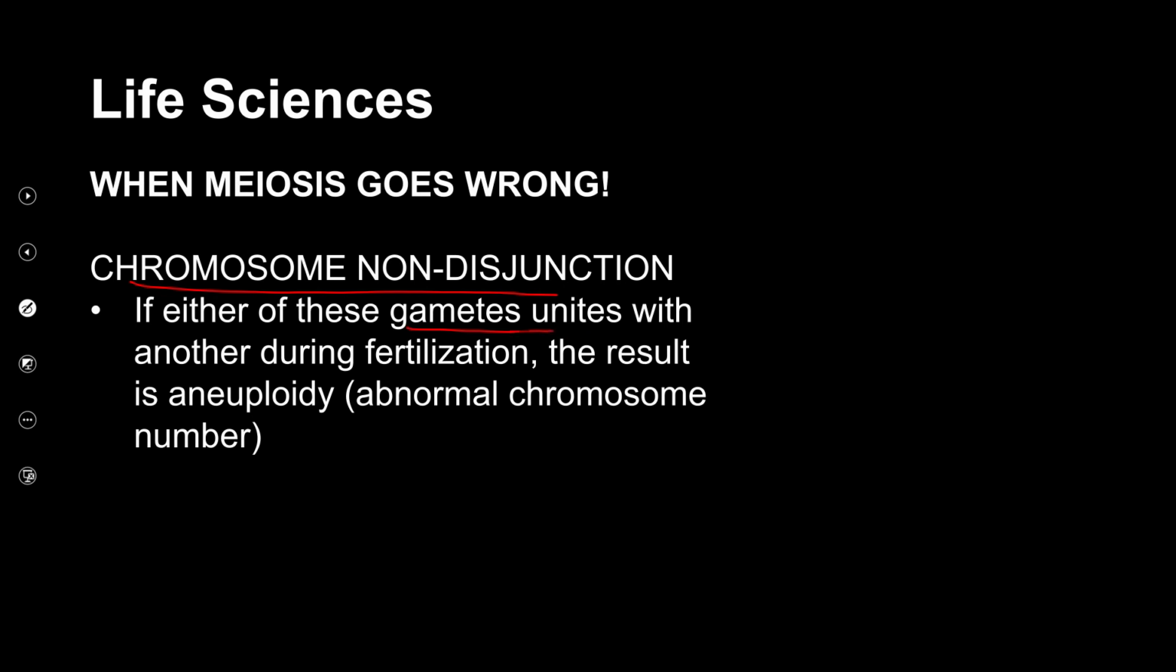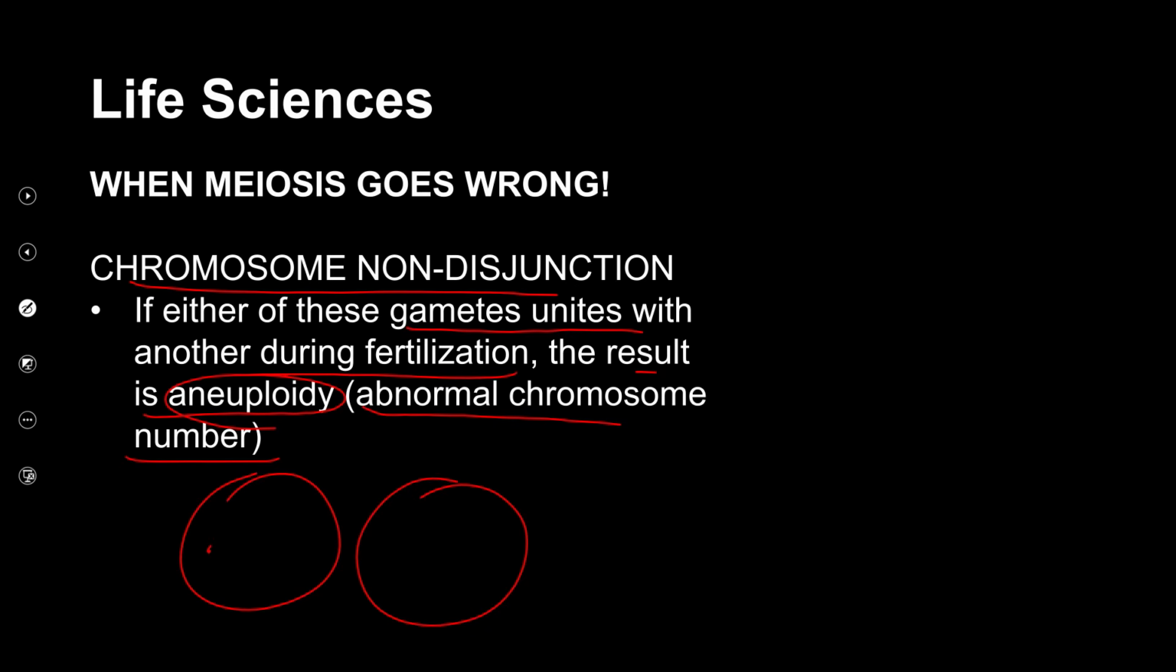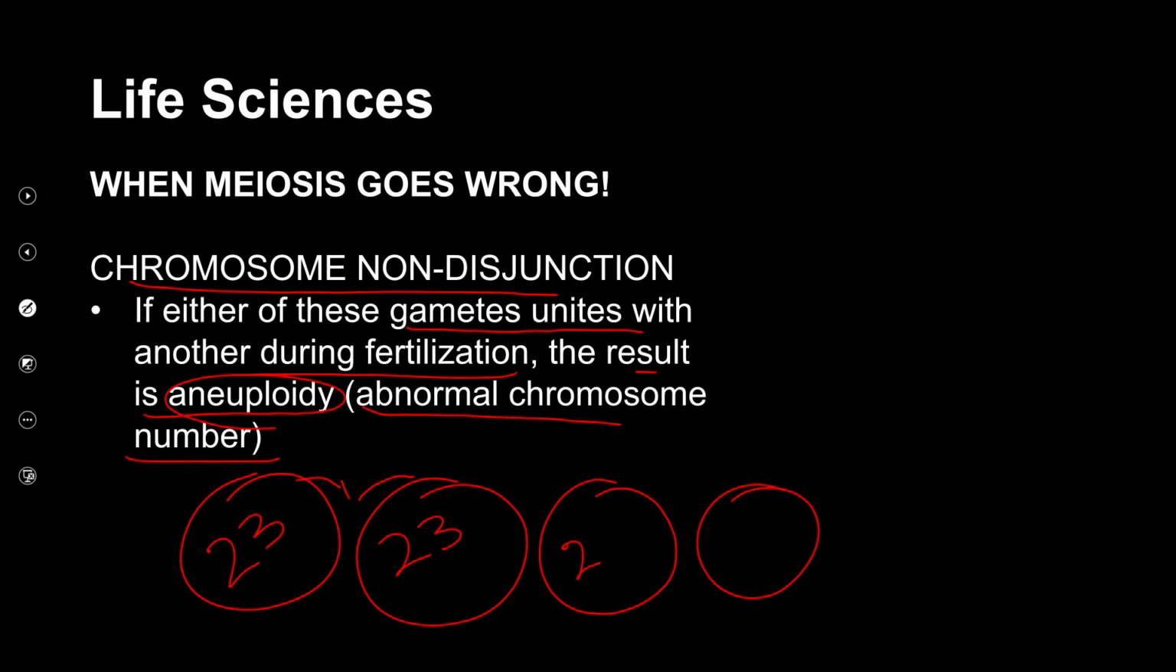If either of these gametes then unite with another gamete during fertilization, this will result in a cell that is aneuploid, or having an abnormal number of chromosomes. So if I were to illustrate that using a human gamete, we know that during the normal process of fertilization, we have 23 from the sperm, 23 from the egg that come together and give you a complement of 46. However, we do recognize that sometimes when non-disjunction occurs, we have a cell that either has 22 chromosomes or 24 chromosomes.